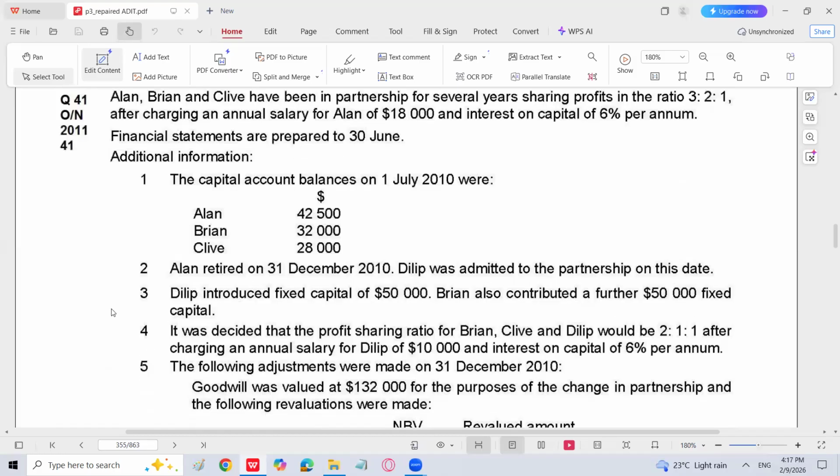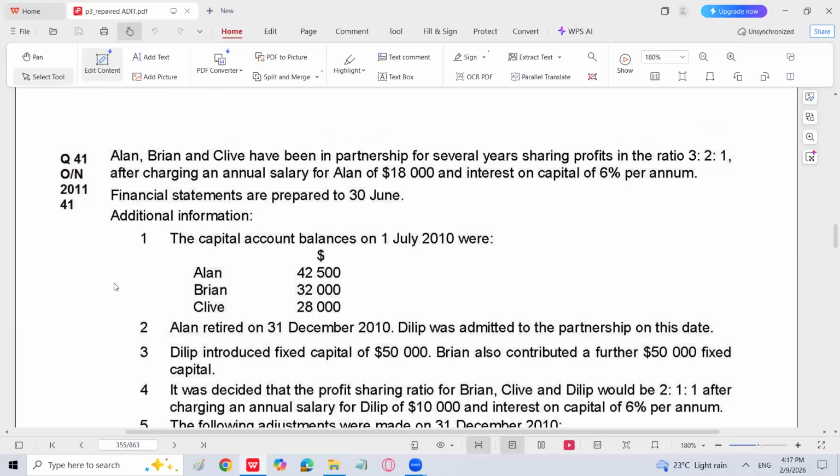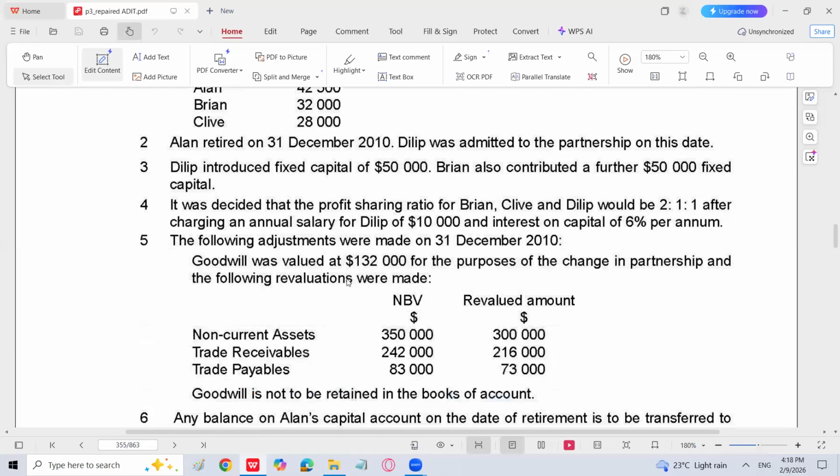Now let's go back. In the previous 6 months, when there were 3 partners and there was no retirement or admission, the salary was for Alan only, 18,000. The ratio was 3-to-1. Interest on capital was the same. Now, Alan has gone. Now B, C, and D are partners. The salary is for Dilip only, 10,000. Interest on capital is the same, 6%, and the ratio is 2/4, 1/4, and 1/4, that is 2:1:1. Goodwill was valued at 1,32,000 for the purposes of the change in partnership, and the following revaluations were made.